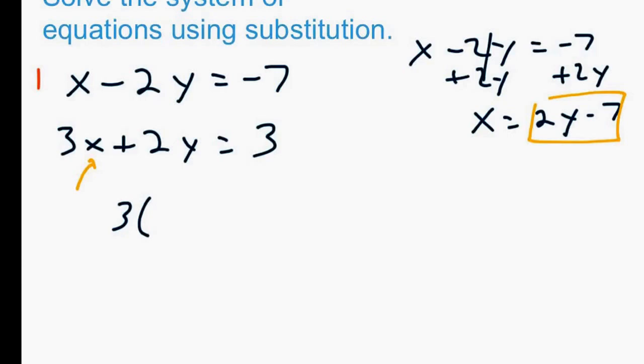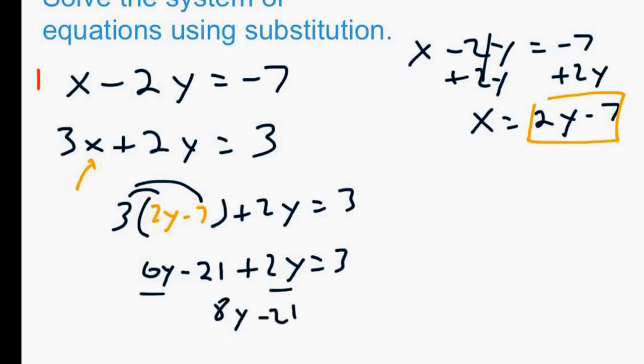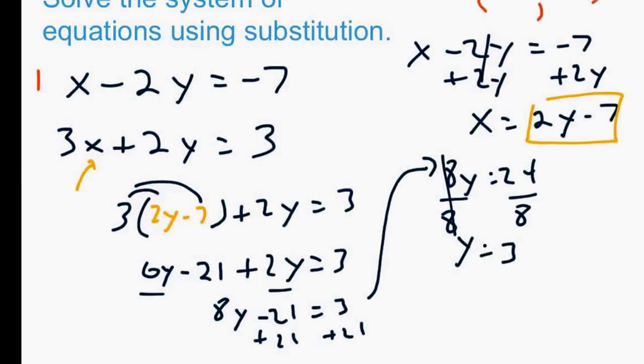3 times 2y minus 7 and plus 2y equals 3. Distribute. 6y minus 21 plus 2y equals 3. Combine some like terms. 8y minus 21 equals 3. Add 21 to both sides. 8y equals 24. Divide each side by 8. And y equals 3. So I have my y coordinate is 3.